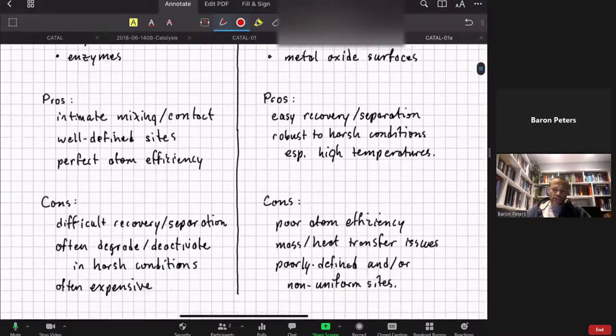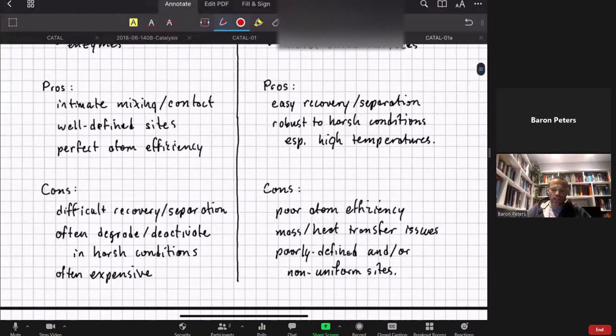Okay, so for homogeneous catalysts over here on the left, we have intimate mixing and contact between the reactants and the catalyst sites. The sites typically are all well-defined entities. Research on these things is a little bit easier to conduct, and it's easier to draw conclusions about the mechanisms and the kinetics of these catalysts. They typically have perfect atom efficiency because of the fact that they're in intimate contact. So every site is doing the same thing and accessible to the reactants to the same degree.